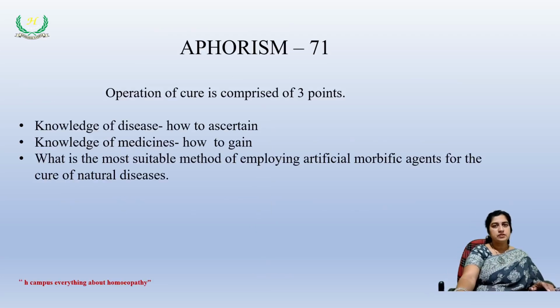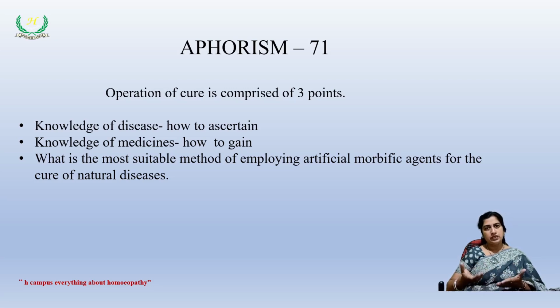Now in aphorism 71, he says the operation of cure is comprised of 3 points. One is knowledge of disease: how to ascertain the knowledge of disease. The second is knowledge of medicine: how to gain the knowledge of medicine. And the third is application of knowledge of medicine to knowledge of disease. These are discussed in detail in further aphorisms.